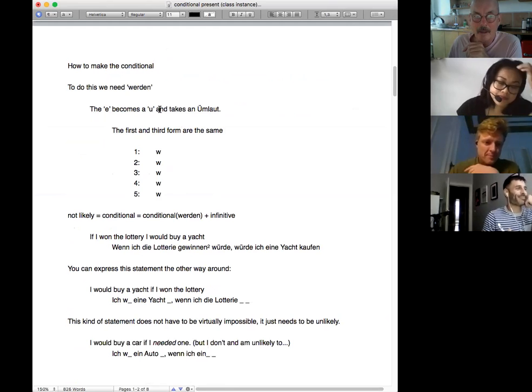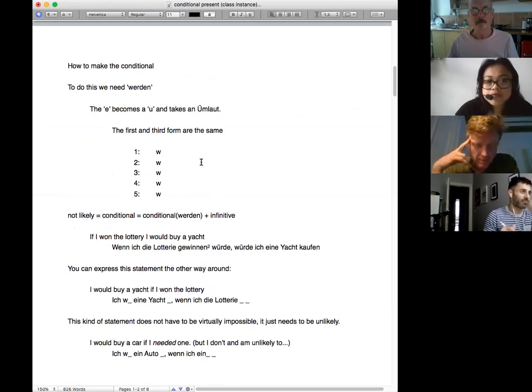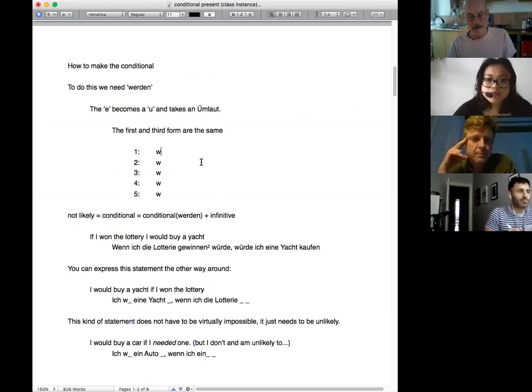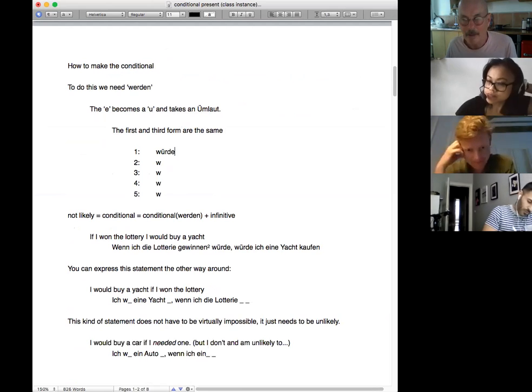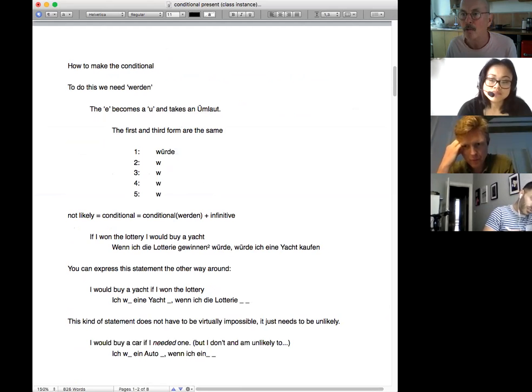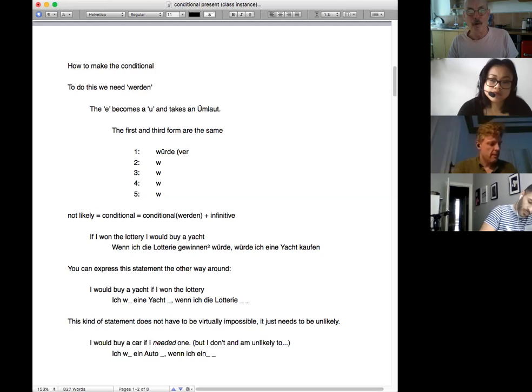The E becomes a U and it takes an umlaut. Thank you for explaining that. So, what's the first form going to be? U with an umlaut. What's the rest of it? Würde. And how do I pronounce that? Würde. Like ver, but with lips together. Show me your lips together. Würde.